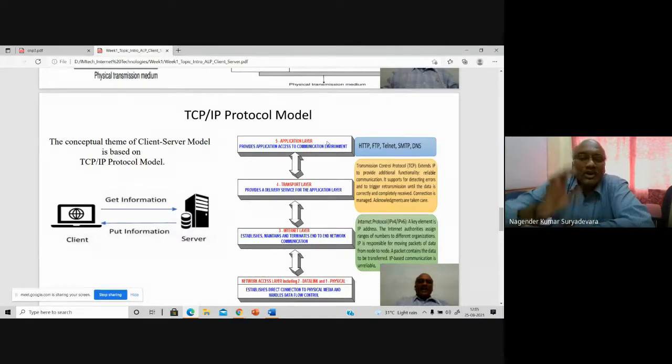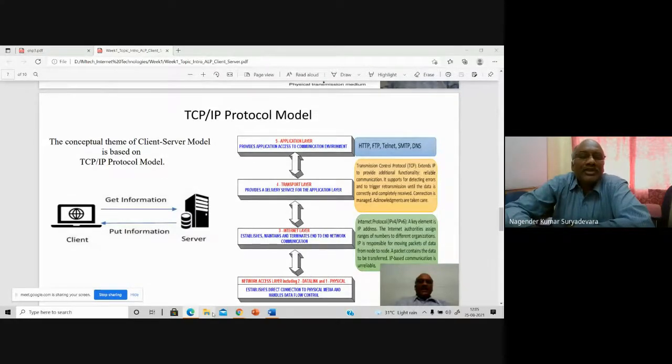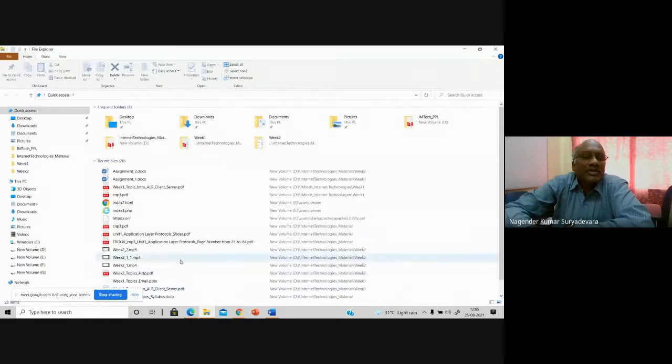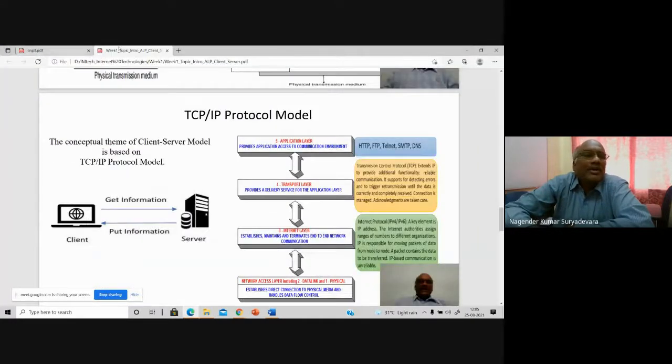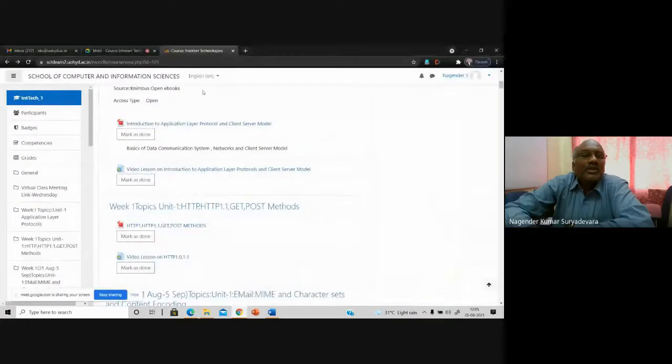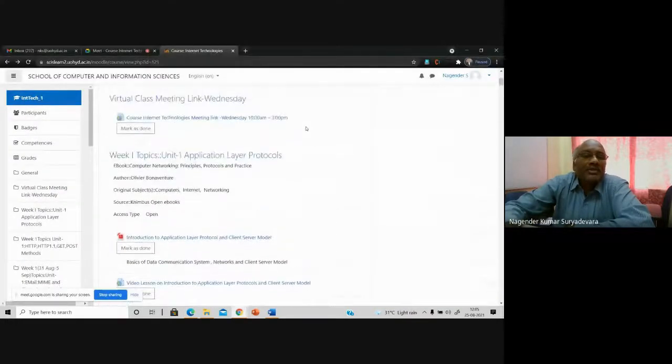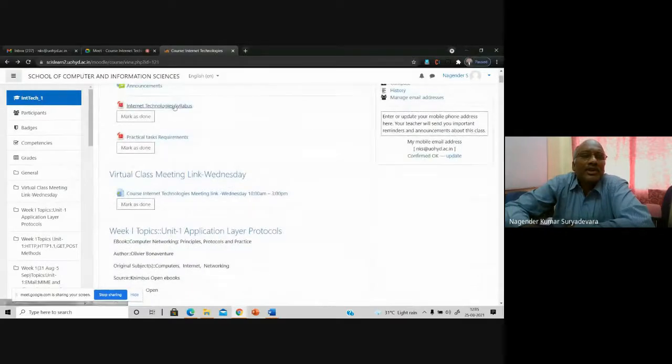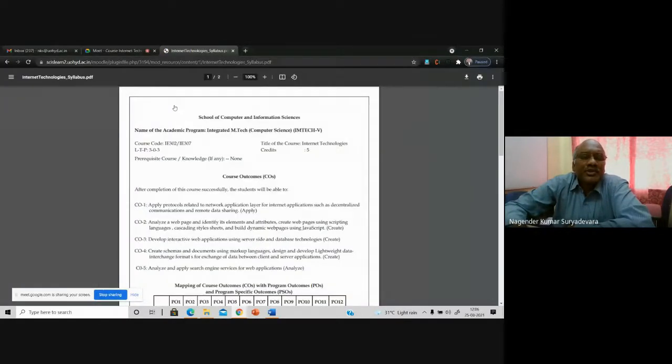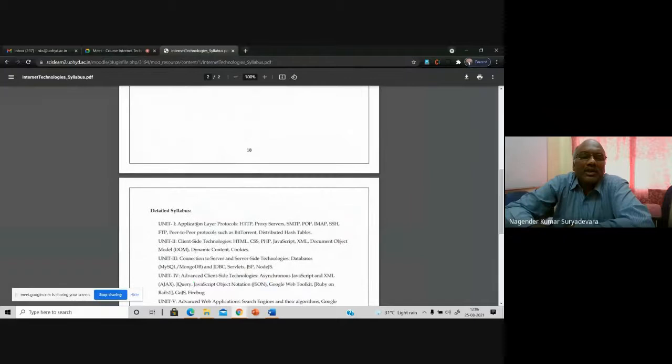So those protocols are what the first unit is all about. And as per the syllabus, you need to understand this. Let me open the syllabus. Yes, so here is the syllabus for this first unit. If you see the internet technology syllabus, the first unit is the application layer protocols. You will study these protocols, and you will also understand what is meant by peer-to-peer. All of this comes under client-server.